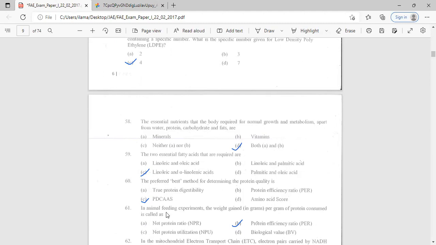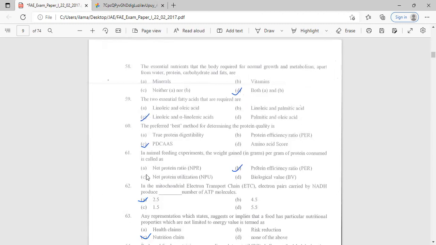And the next one, in animal feeding experiments, the net weight gained in grams per gram of protein consumed is known as protein efficiency ratio. And then also go through what is net protein ratio and net protein utilization, and go through these abbreviations. And then in the mitochondrial electron transport chain, ETC, an electron pair carried by NADH produces 2.5 ATP molecules.